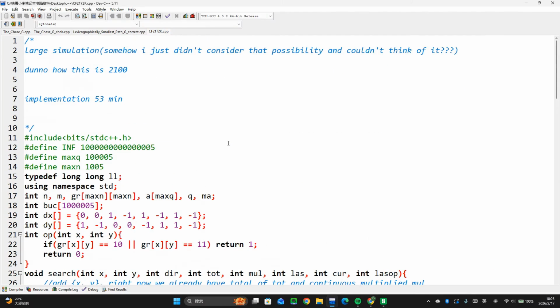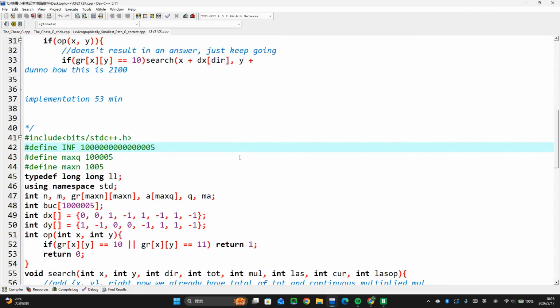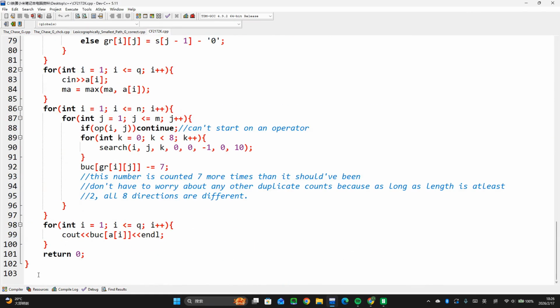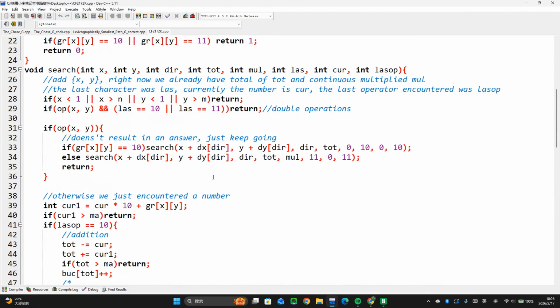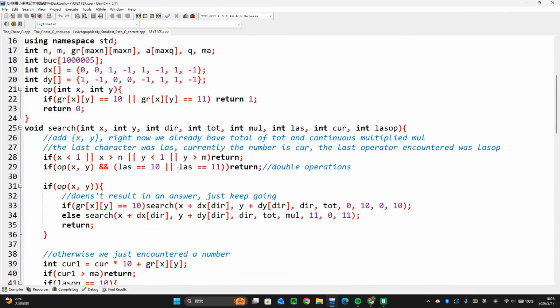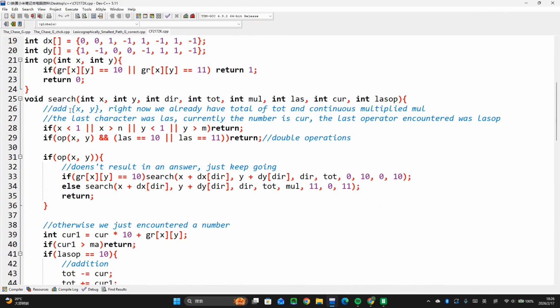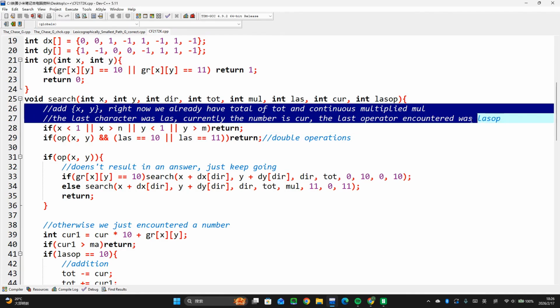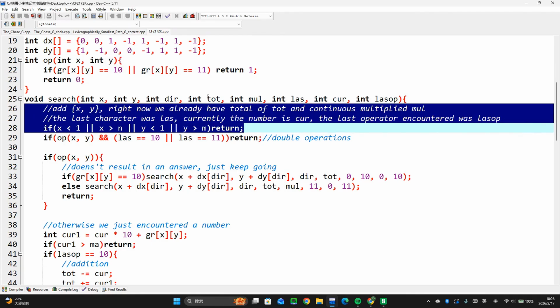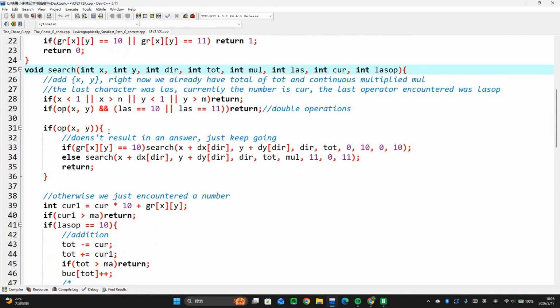Okay, so this is actually a lot easier than it looks, even though it looks really complicated and doesn't seem like it can be solved under 100 lines of code, which I mean, it didn't, it's 103, but it's actually just brute force search. Literally, you just search, except you have to keep track of a ton of stuff. In this case, you have the coordinate, obviously, the direction that we've been going, the total number so far, the multiplication number, the number that we still have to multiply if this is a multiplication, the last character, current number, and last operation, which is all explained in the comments right here.